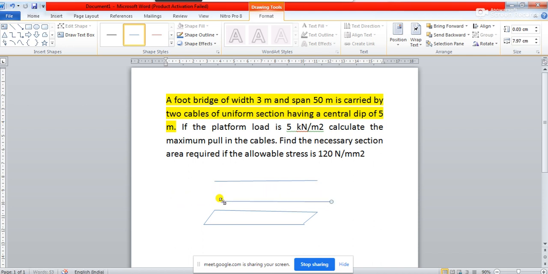So if you think three dimensionally, it will be something like this. From this cable it is hanging something like this. To one cable the bridge deck is hanging something like this, and if I increase a little bit on this side and a little bit on this side, on the other cable the deck is hanging something like this. Is it now clear?